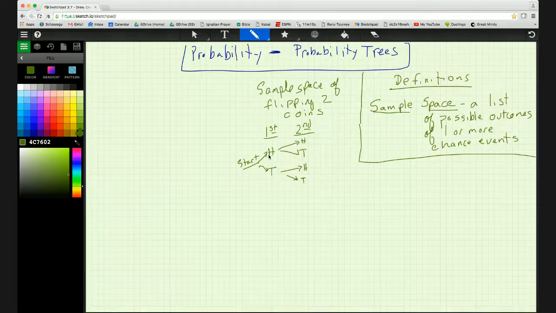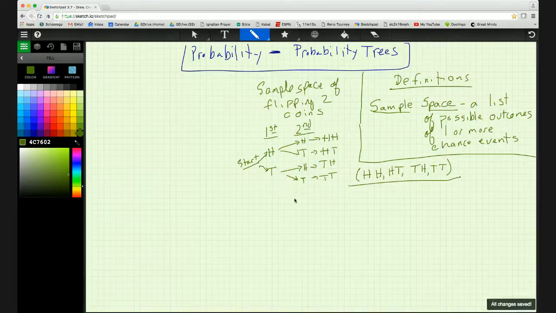So what is this outcome? If we flip heads and heads, this outcome is a head-head. This outcome is a head-tail. This outcome is a tail-head. And this outcome is a tail, comma, tail. So here we have 4 outcomes. And so our sample space is head-head, head-tail, tail-head, and tail-tail, right? So we have 4 elements in our sample space.